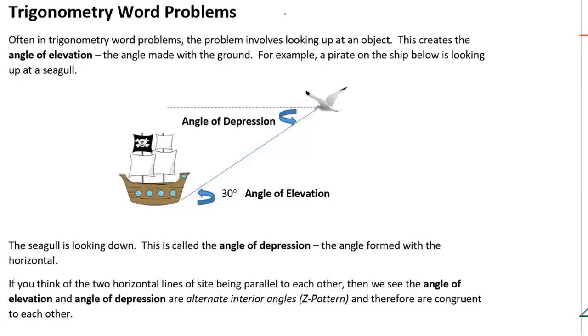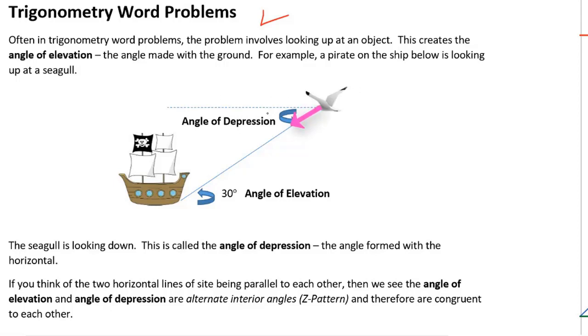Now that we understand how to use our primary trig ratios, we can start applying that knowledge in word problems. And that's what we're looking at today. So to get started, we're going to take a look at a couple terms, angle of depression and angle of elevation, and what they mean.